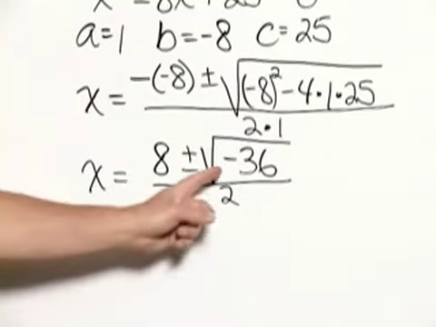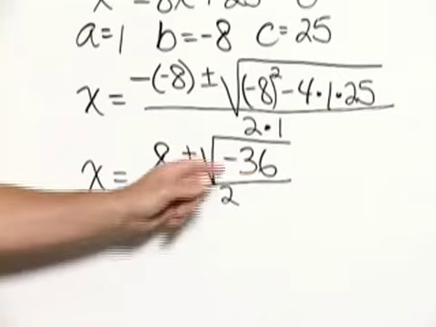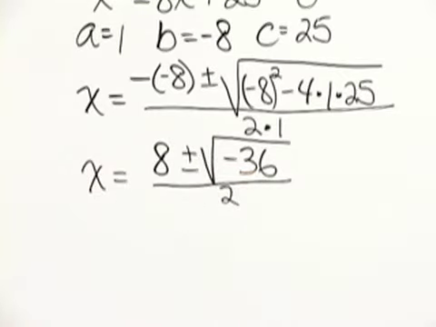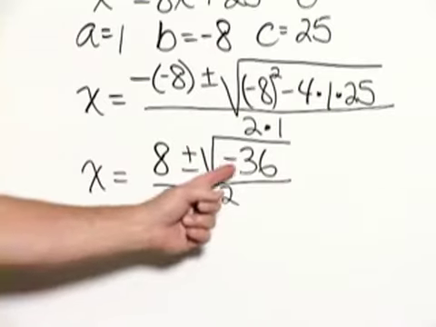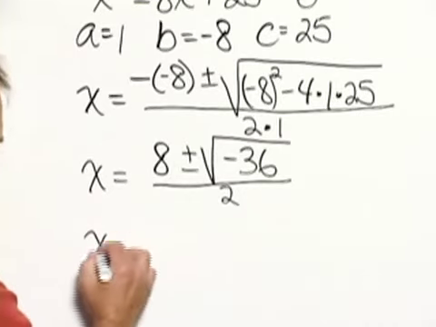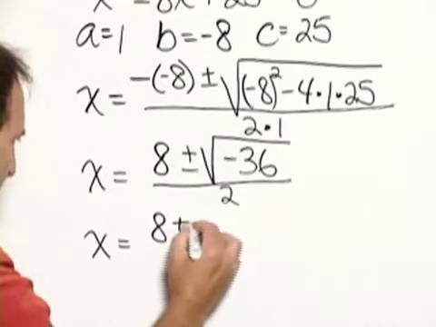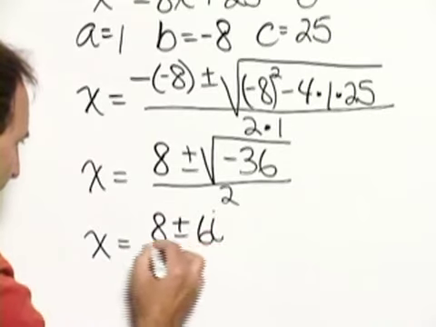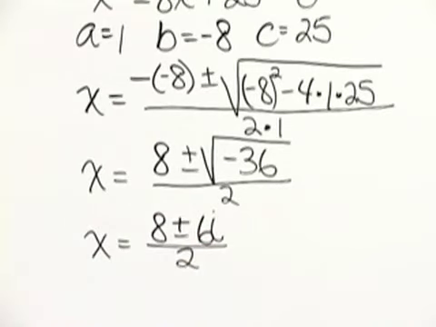Now, dealing with negative 36 underneath the square root, 36 itself is a perfect square. It's 6 times 6, so we can factor out that. In addition, the minus, which is like minus 1, we can factor out as i. So we have x is equal to 8 plus or minus 6i divided by 2.